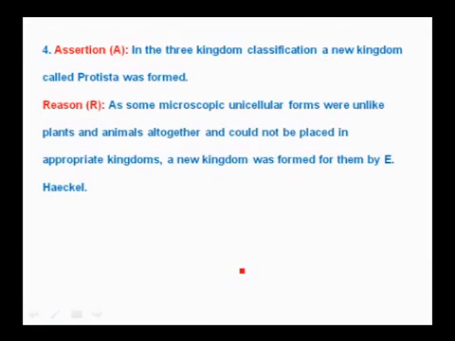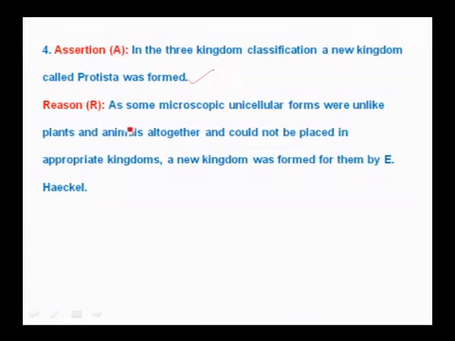Now again there is a category of assertion and reasoning. Let us see the first statement. In the three kingdom classification, a new kingdom called Protista was formed. So this is the right statement. As I told you in the beginning, it was E. Haeckel who actually felt the necessity to add the eukaryotic organisms into a new group called Protista.